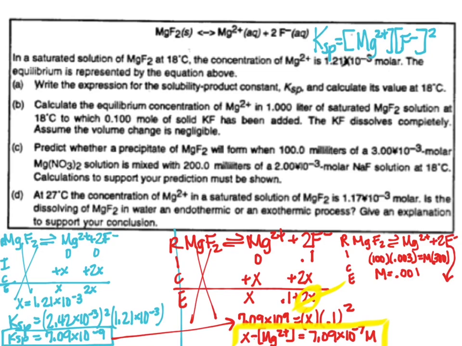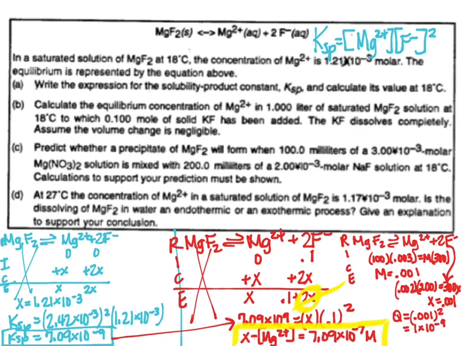We do the same thing for our fluorine. So 200 times 0.002 is equal to 300x, and x equals 0.001. Then we put those into our, so then we have to decide which way does it shift? How do we know which way it shifts, if a precipitate's going to be formed or not? What do we need to do? Find Q. So Q is going to be 0.001 squared, which equals 1 times 10 to the negative 9.